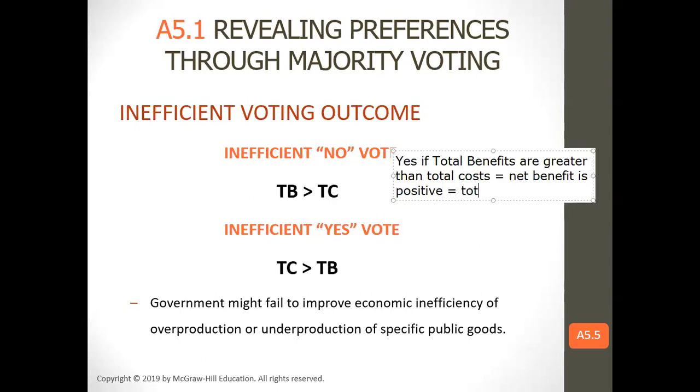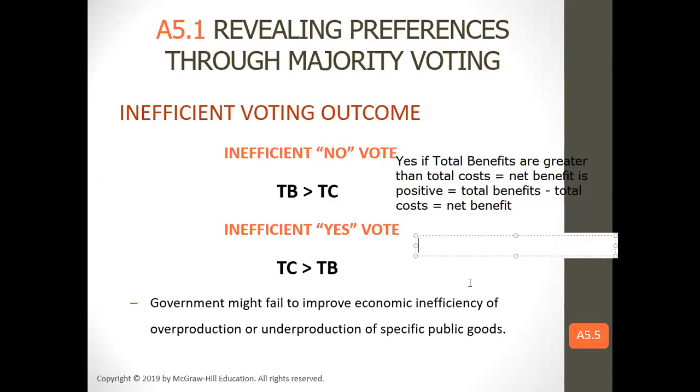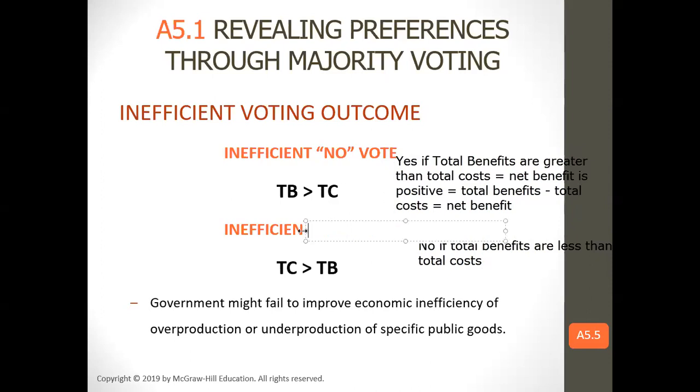Because total benefits minus total costs equals net benefit. And an inefficient yes vote is when total cost is greater than total benefits. So you should be voting no if total benefits are less than total costs. Government might fail to improve economic efficiency, with overproduction or underproduction of specific public goods.